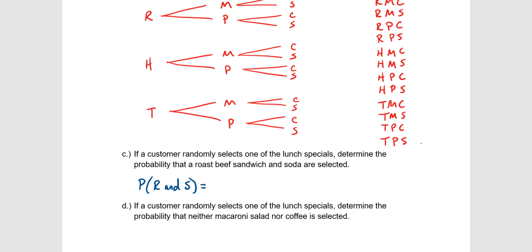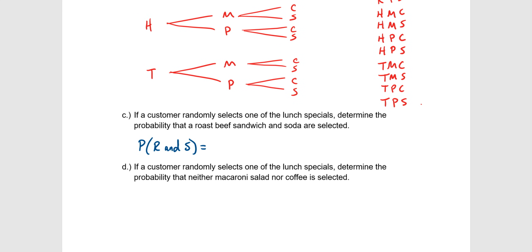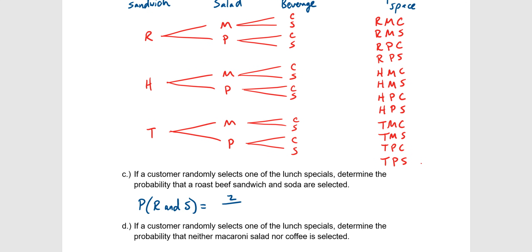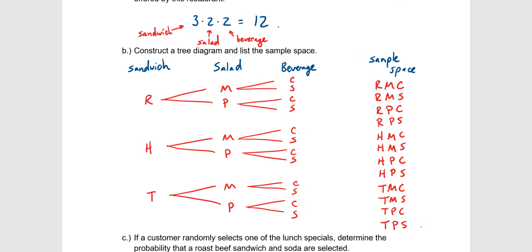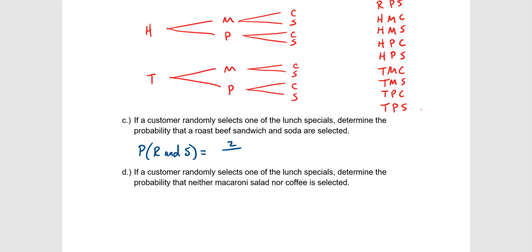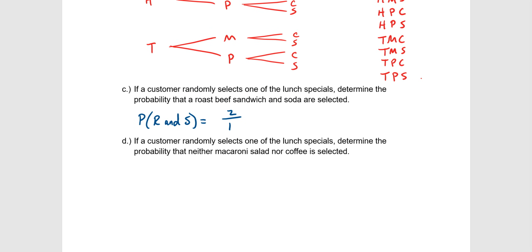So that's going to be 2 in the numerator divided by the total number of outcomes in the sample space, which you can count them up or go back up to the counting principle. Either way, it is 12. So this is 2 over 12, which simplifies to 1 over 6. A common factor of 2 gets canceled. So the probability of that is 1/6.